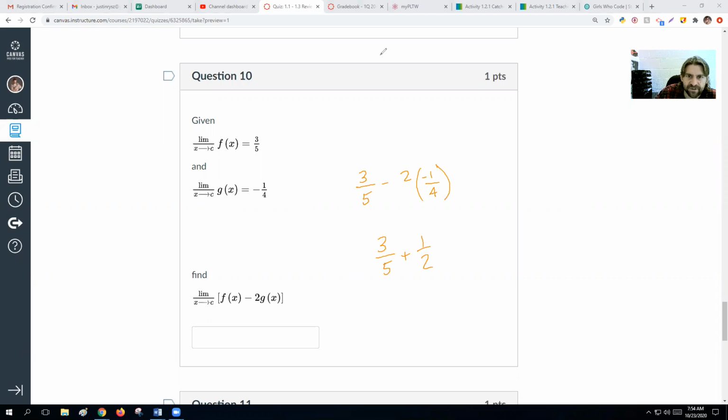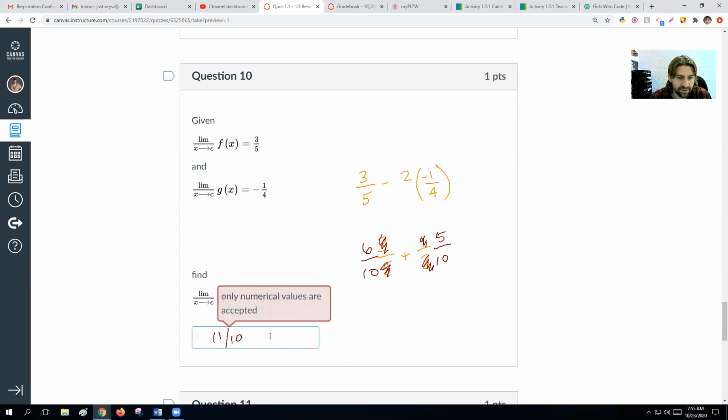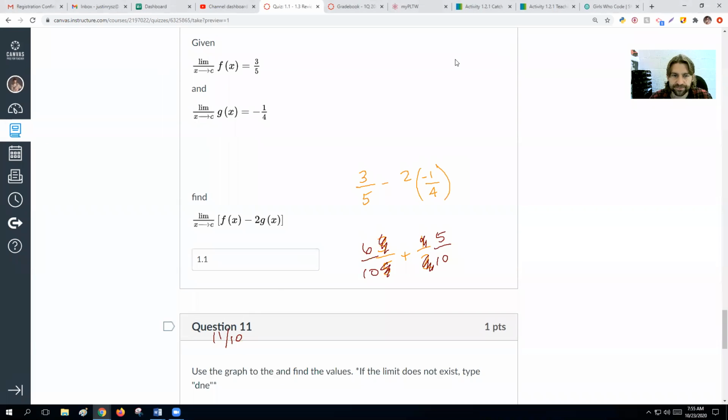Alrighty, let's do some fractions. Fractions are fun. Let's get a common denominator of 10. So if I wanted this to be 10, I have to make this 6. If I want this to be 10, I have to make that a 5. Add them together, we have 11 over 10. So if you want to put a 1.1 because you're lazy, that's fine. If you want to feel fancy, 11 divided by 10. Oh, it actually only has a numerical value. So, all right, Canvas, we'll get down to your terms. We'll put 1.1 in here.